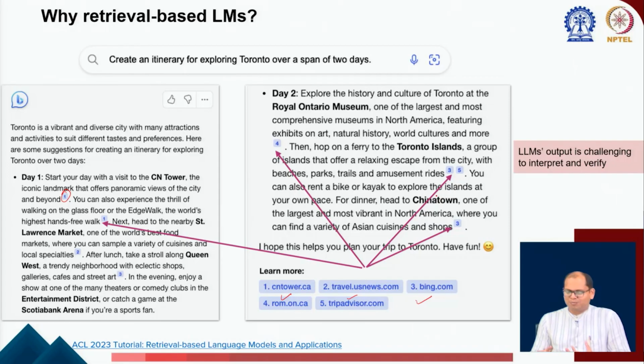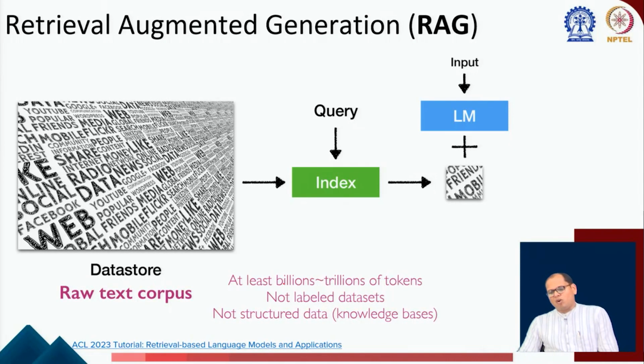So this becomes much more interpretable. Yeah, I got this information from this website. You want to know more about it, you can go and see this, right? And it gives much more trust in the output of the language models. So then, what is retrieval augmented generation or RAG?